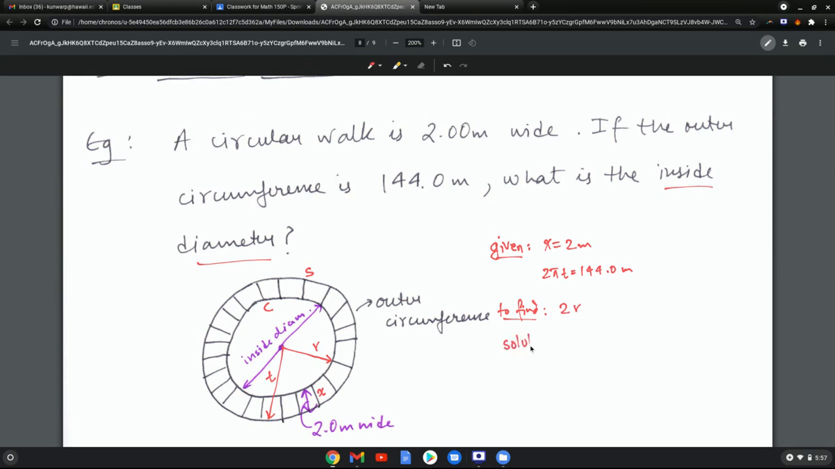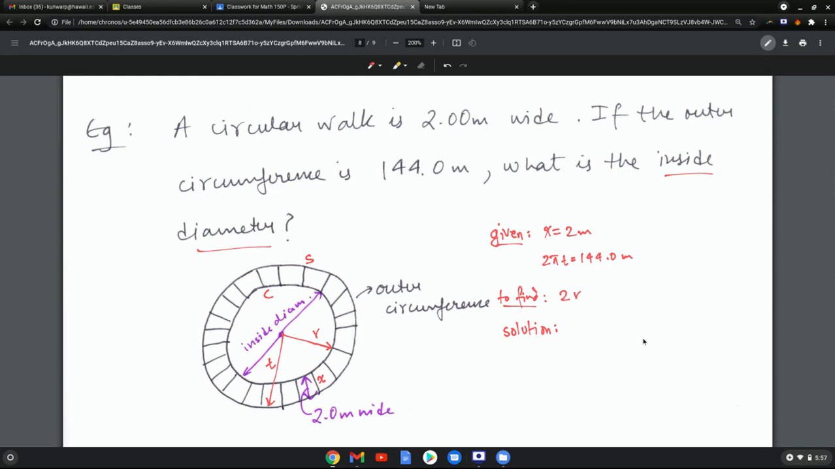And then we proceed with the solution. So let's see. Now the first thing we can do is, since we are given that 2 pi times T is 144, I can find T by dividing by 2 pi on both sides. Again, when you plug this on the calculator, making sure you use the pi button, this comes out to 22.92 meters.